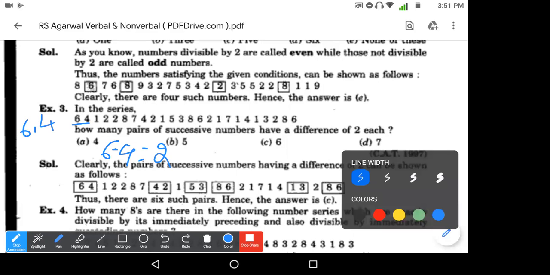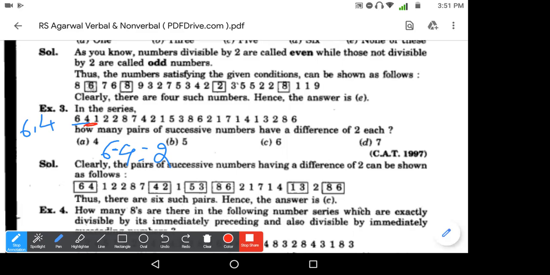Now let's find out the next one. 4 and 1. 4 minus 1 is 3. So not possible. 1 minus 2 is minus 1. Not possible. 2 minus 2 is 0. Not possible. 2 minus 8 is minus 6. Again, no. 8 minus 7, 1. Again, not possible. 7 minus 4 is 3. Not possible. 4 minus 2.